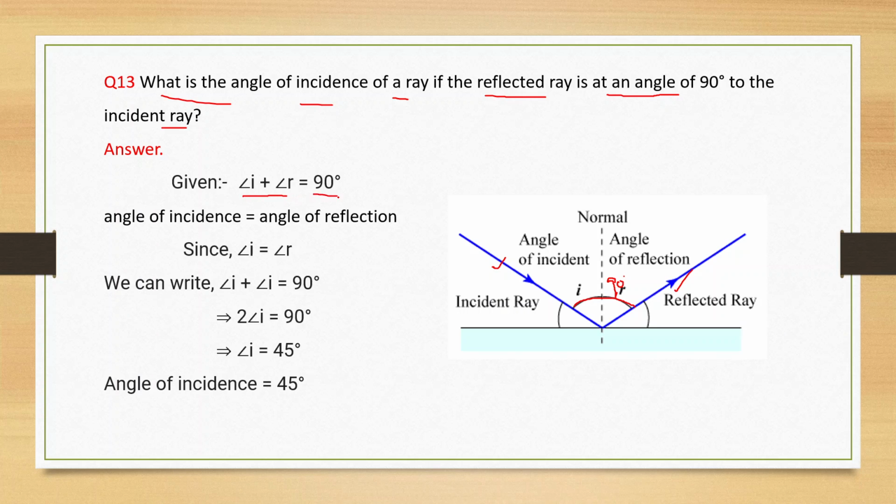is equal to 90 degree, and as per the laws of reflection, angle of incidence is equal to angle of reflection. So we can write angle I is equal to angle R. So we can write angle I plus angle I is 90 degree. So 2 angle I is equal to 90 degree. So angle I is equal to 45 degree. So our answer is angle of incidence is 45 degree.